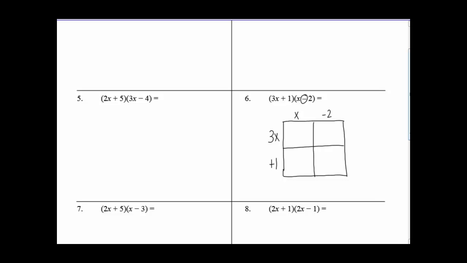So if I repeat the steps, for this first box, I'll have 3x times x, which should get me 3x squared. For the second box, 3x times negative 2 gets me negative 6x. Then I'll have 1 times x gets me x, and 1 times negative 2 gets me negative 2. All right, so then if we write this out and add up all of our boxes, I'll get 3x squared minus 6x plus x minus 2. And then I can go ahead and combine my like terms. So you should end up with 3x squared minus 5x minus 2.